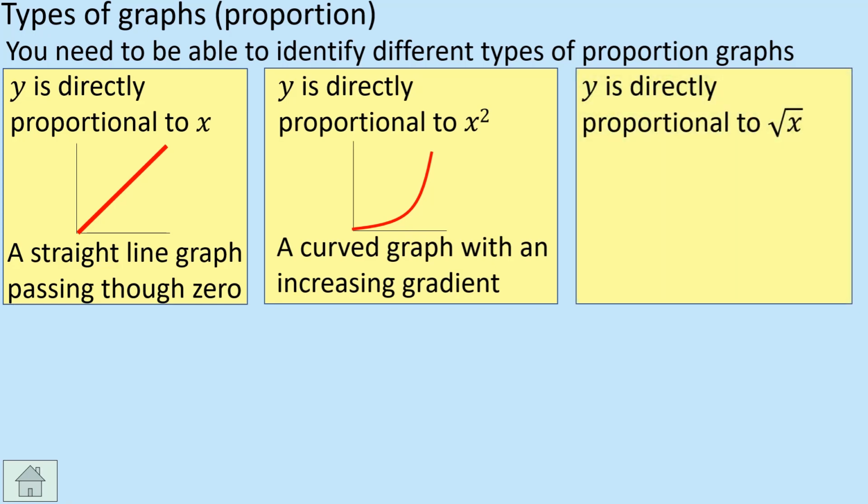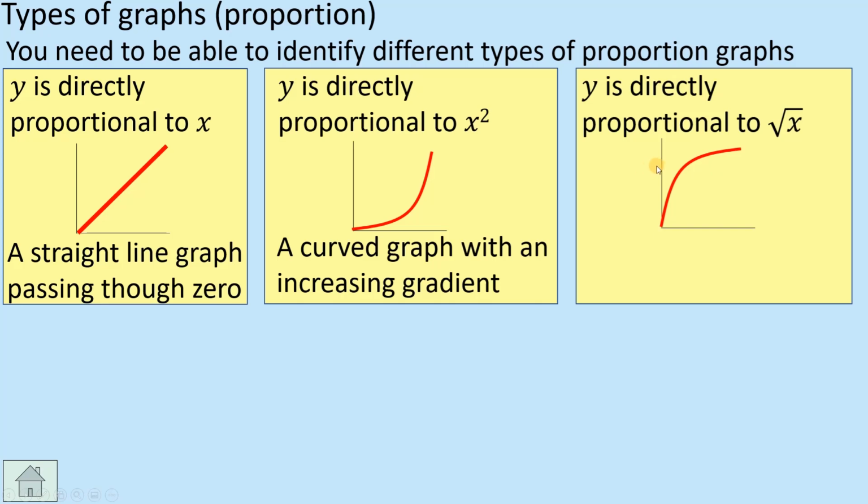Right, so y is directly proportional to the square root of x. Well, it's kind of the opposite of this, isn't it? So rather than going slowly up and then increasing, it's going to go up fast and then slow down, essentially. So y is directly proportional to the square root of x.